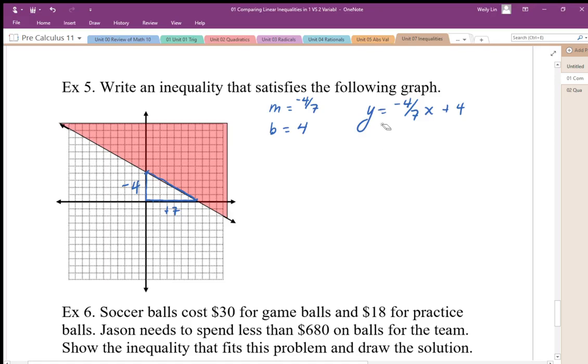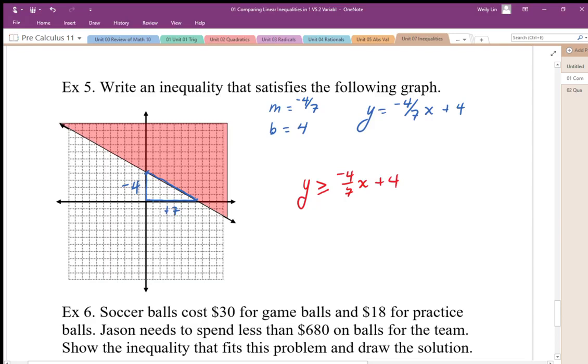In the y equals form, it makes it much easier because if I'm above the line, the y should be greater. If I'm below the line, the y should be smaller, or less than. So in this case, y is above, so I'm going to write my inequality as y is greater than, and since it's a solid line, greater than or equal to negative 4 over 7 x plus 4, and that's it.